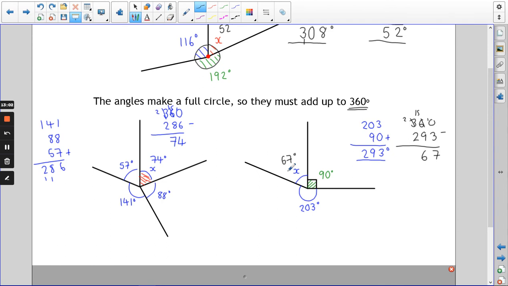Okay, so the main things to know from this lesson then is that if you've got angles on a straight line, they make half a circle, so 180 degrees. If you've got angles around a point, so they make a full circle, they add up to 360. And then it's just a lot of adding up and taking away, as long as you add up and take away from the right number for the right picture.